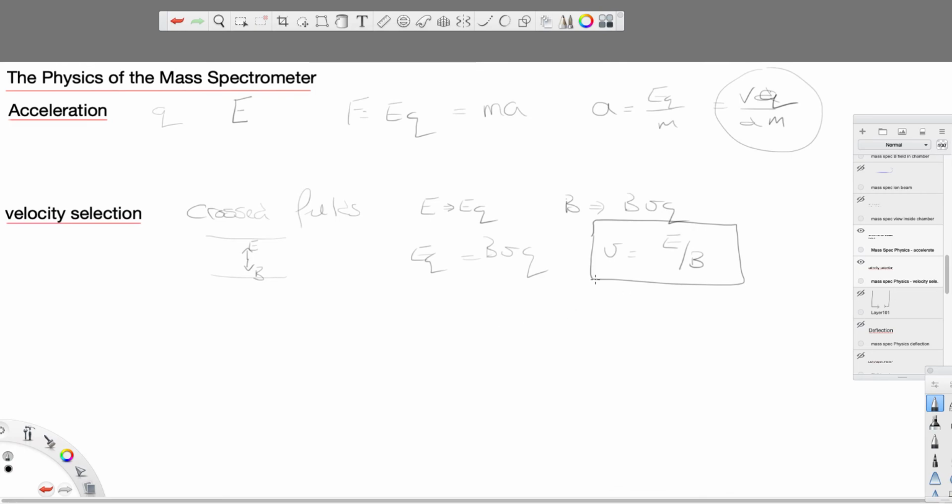So when our particles leave our velocity selector, we have chosen our fields so that the particle goes through undeflected, so that we have a single velocity leaving the velocity selector. If the velocity is too low, then BVQ will not equal EQ, and the particle will go up and miss the slot. Conversely, if the velocity is too high, then the magnetic force is greater than the electric force, and so it goes down and misses the slot again. So we are choosing our velocity by using our crossed fields. That's a term you should be familiar with.